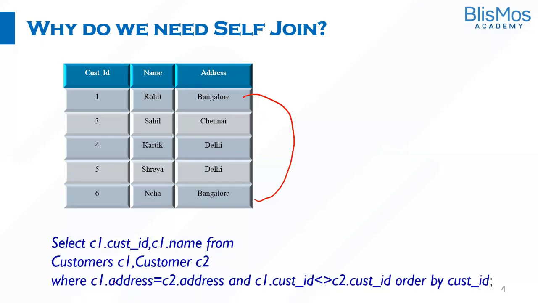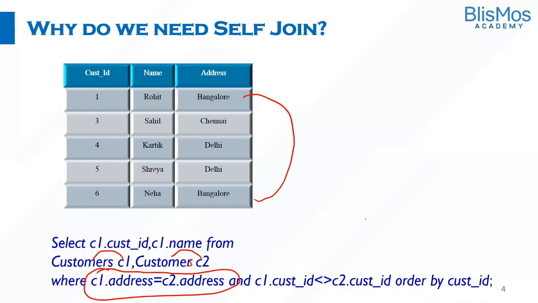If you see, what we are doing is we are trying to say, I want the condition to be address of the customer 1 should be equal to address of customer 2. Both of them are from the same table. Customer 1 is also customers, customer 2 is also customers. And we are giving where customer ID should not be equal to customer ID.